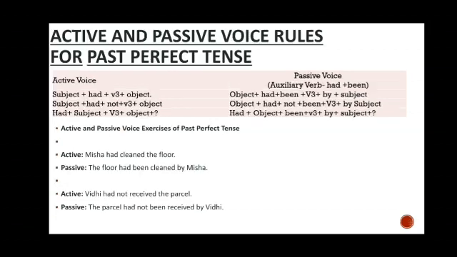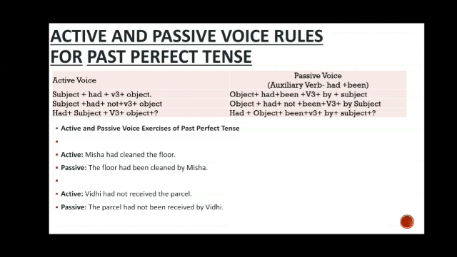Next is perfect, past perfect tense. Subject plus had plus verb third, then object. Here only one thing is new, that only had is coming. जब present perfect की बात करते हैं, has and have both are coming, according to the singular and plural you are changing it. But here, when I am talking about past perfect, there only had is main. So what you will do? Object plus had plus been plus verb third, then by, then subject.